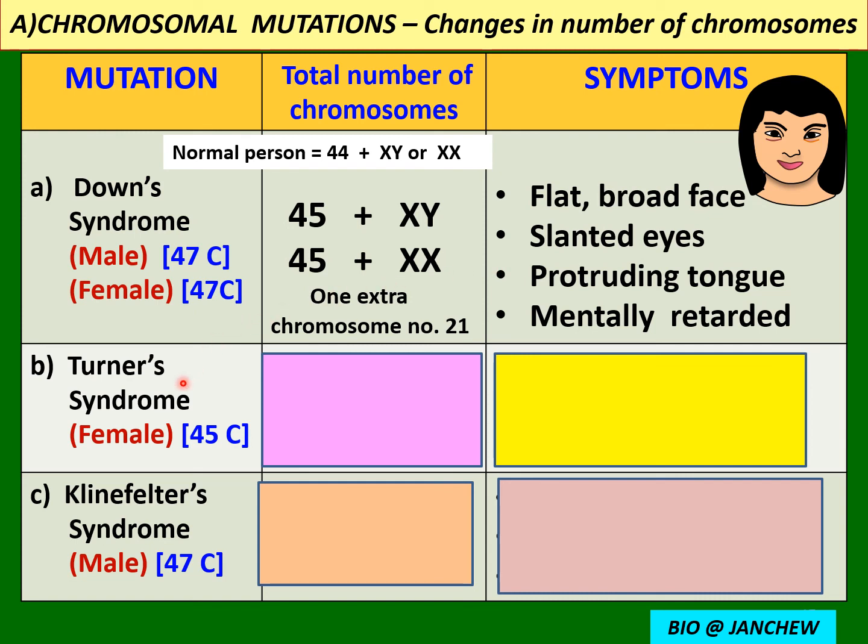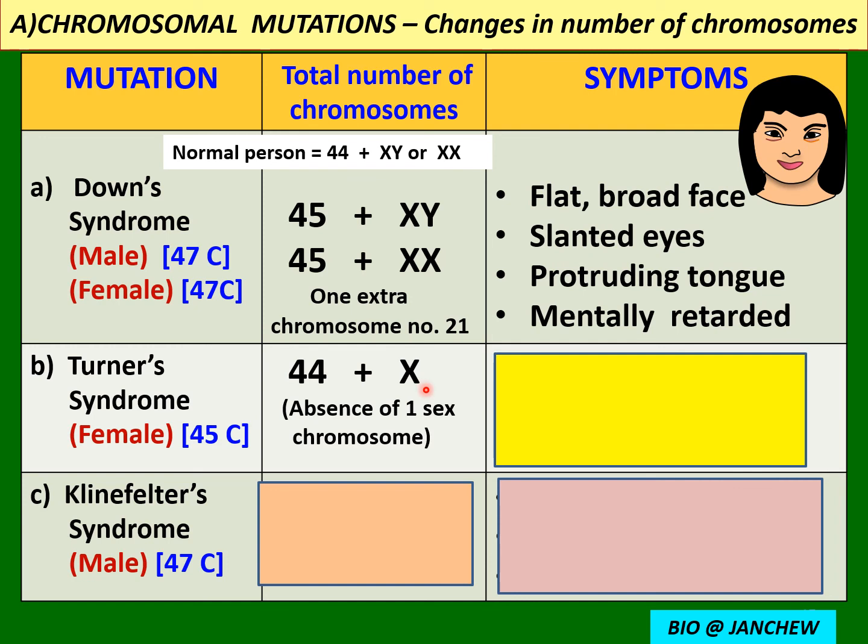Okay, so now let's look at Turner syndrome. For Turner syndrome, the individual has 45 chromosomes. And if we break it down, the total number of chromosomes is 44 plus X. So the autosomes are normal. It is the sex chromosome, all right, that is absent. One sex chromosome is absent. So a Turner syndrome individual is actually a female because she has no Y chromosome. Okay, a female with one X chromosome only and missing one X chromosome.